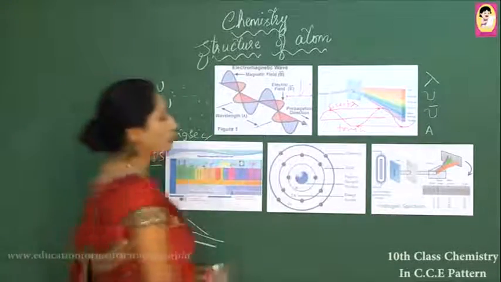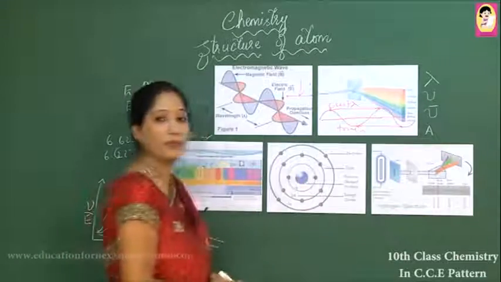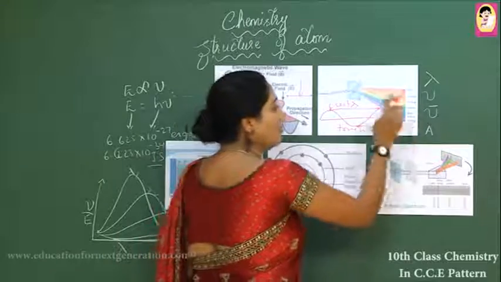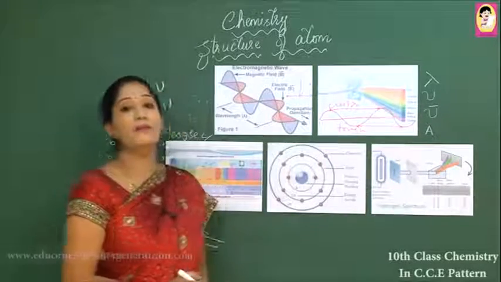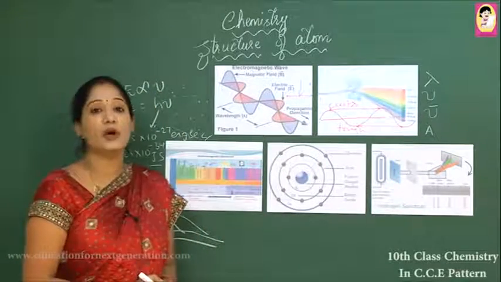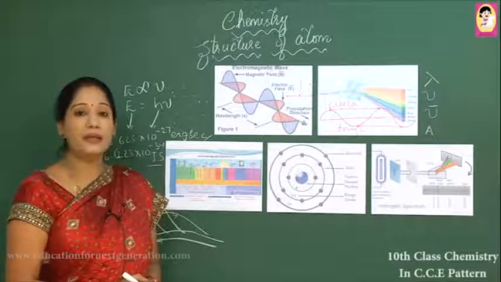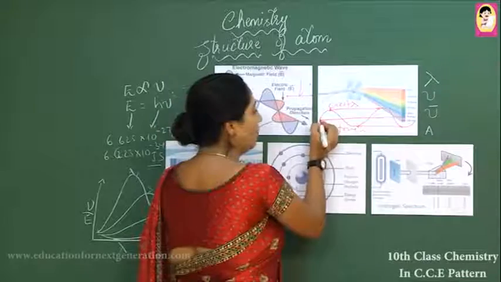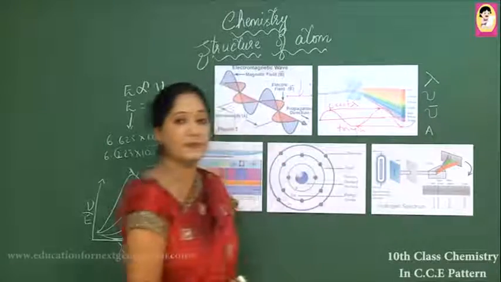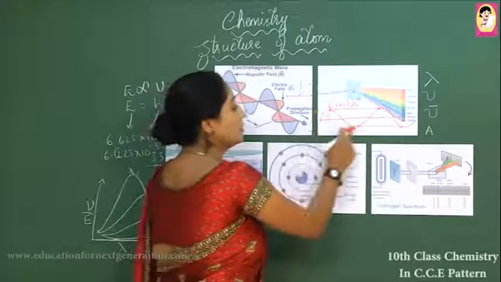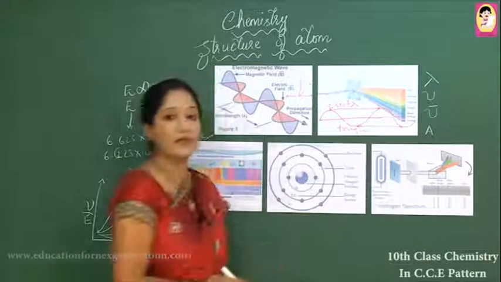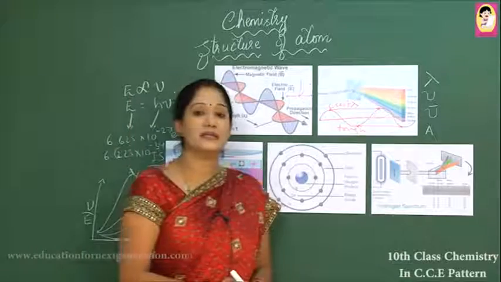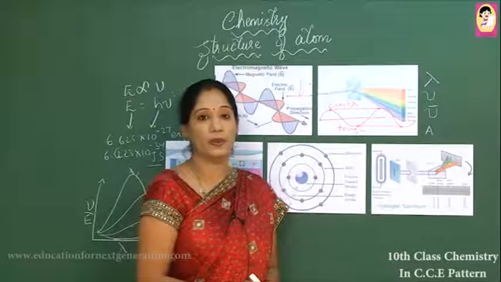Now, what is frequency then? The number of waves passing, or the distance travelled by the wave, in a given time period of t seconds is called its frequency. If you assume the time given to the wave is 1 second, then how much distance the wave has covered is called its frequency. It is denoted by the symbol nu.